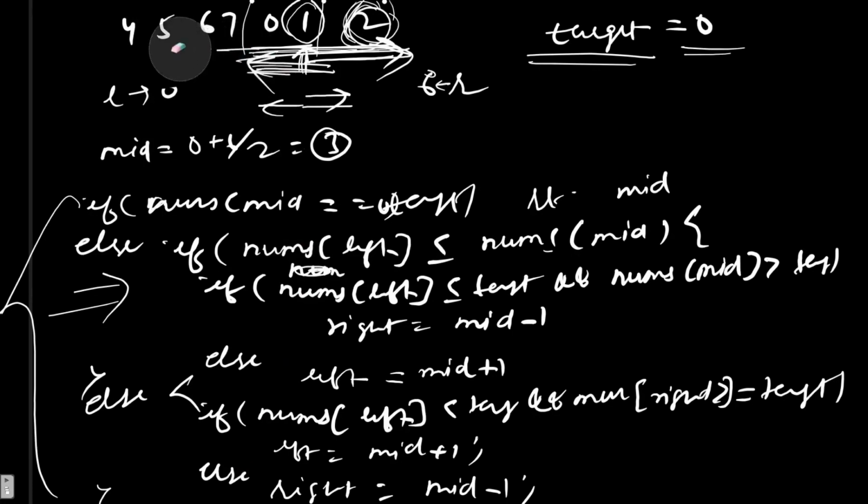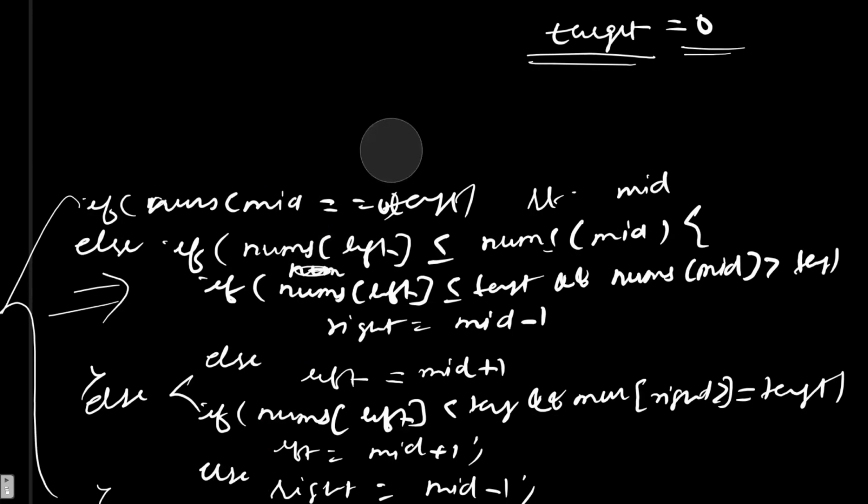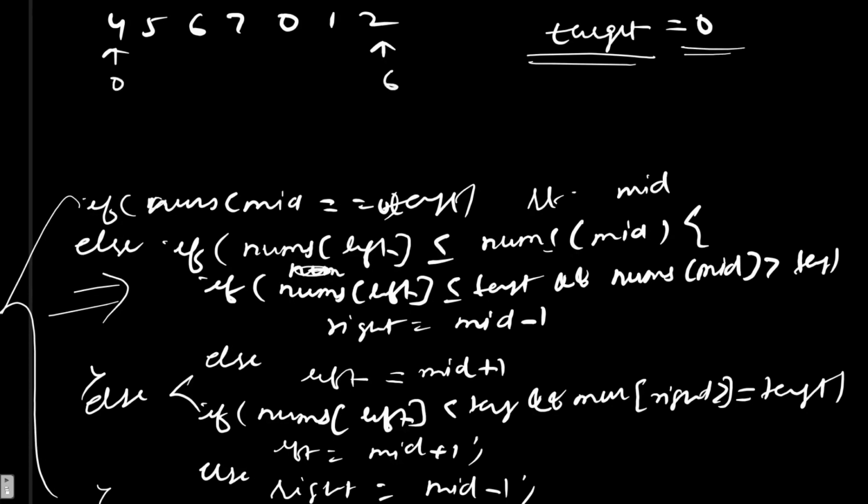So again, let's clean up and write the condition again. So we had 4 5 6 7 0 1 2, and this is the left and this is the right at the beginning. And first we will find the mid, which is going to be 0 plus 6 by 2, that means 3. This is going to be our mid.